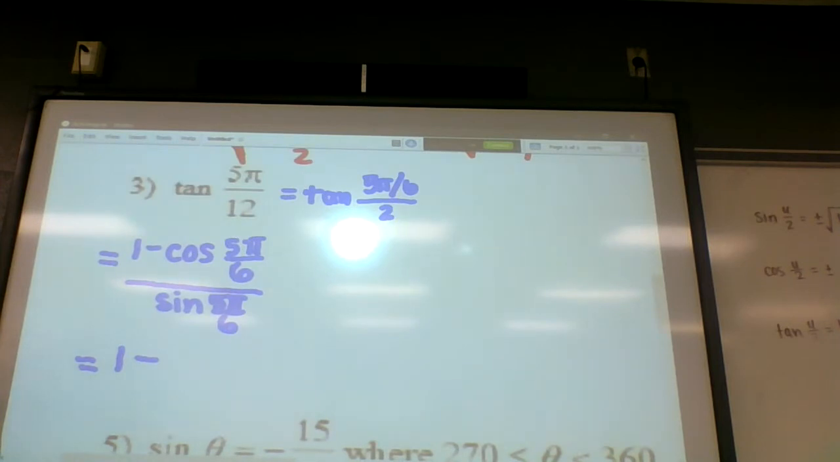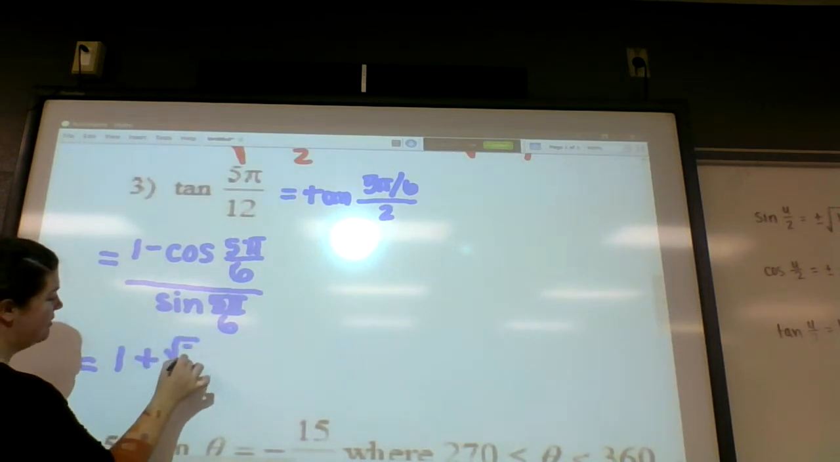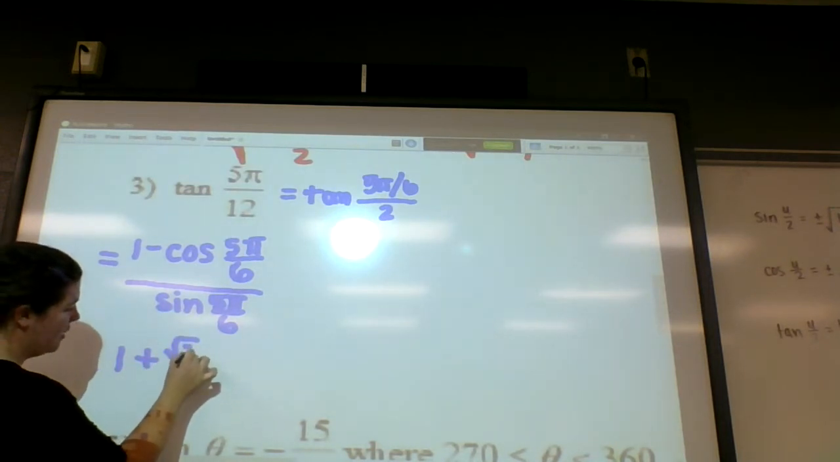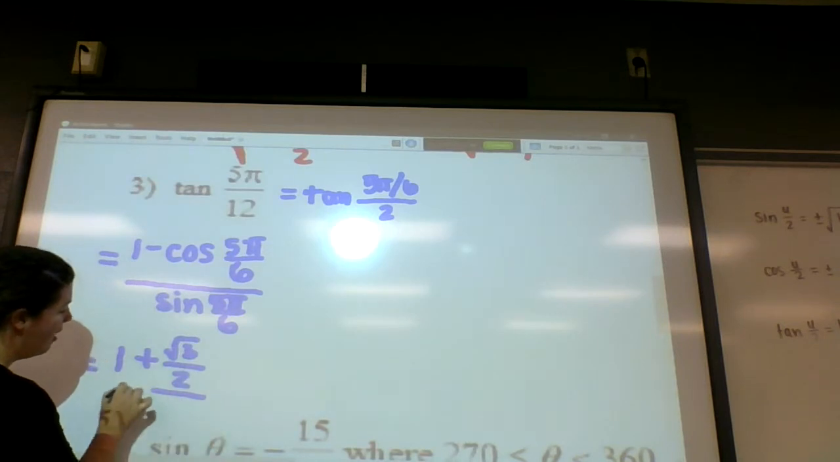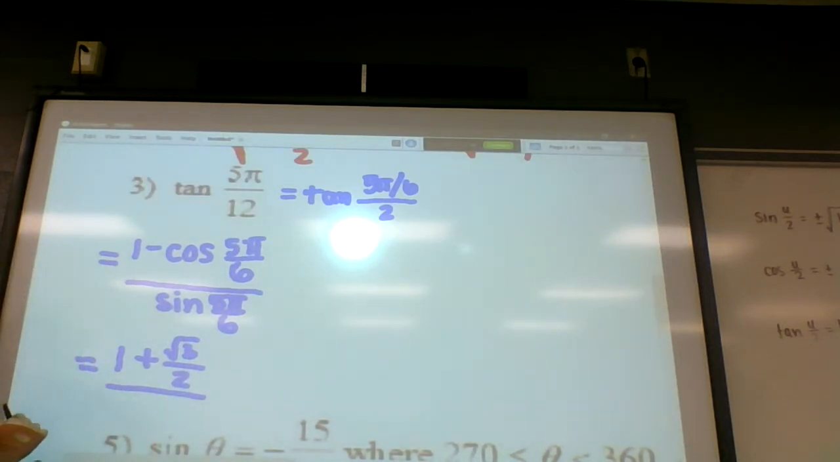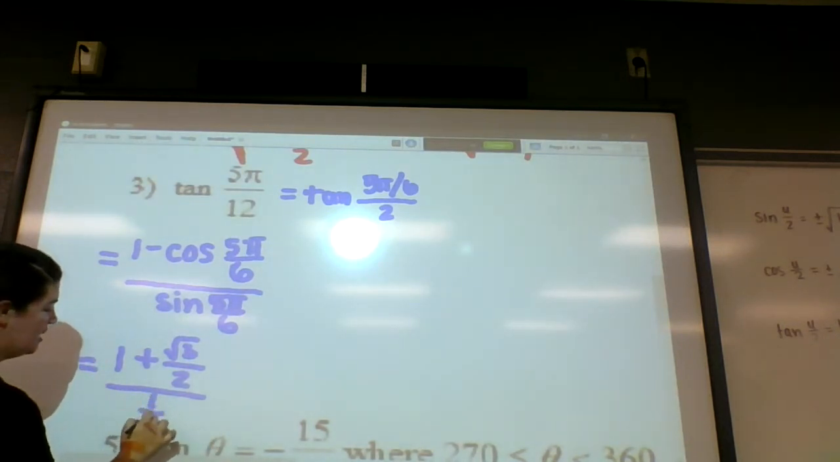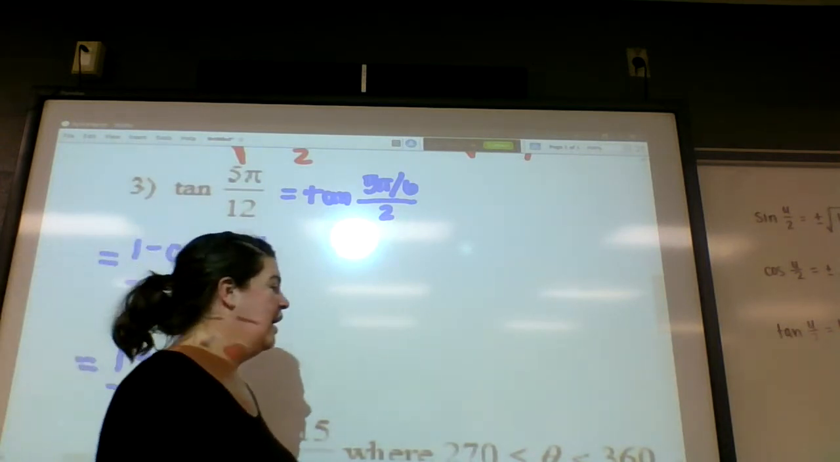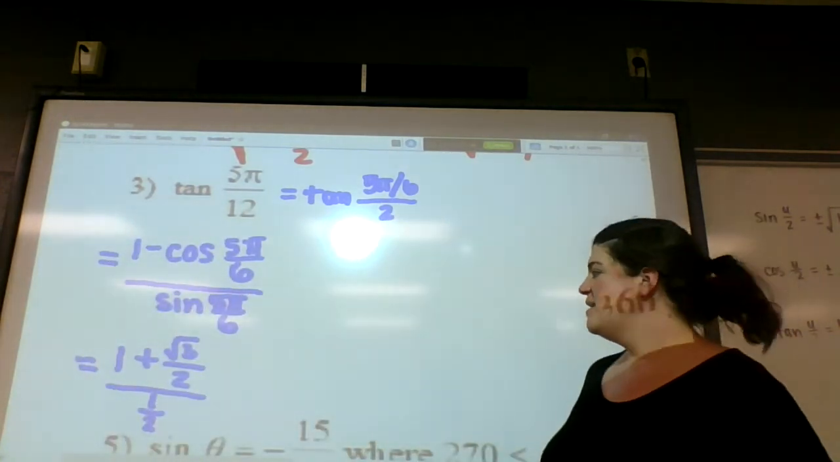Negative square root of 3 over 2. Yeah, negative square root of 3 over 2. But I already have a negative, so this is going to turn into a positive square root of 3 over 2. So 1 plus the square root of 3 over 2, all over the sine of 5 pi over 6, which is a half.